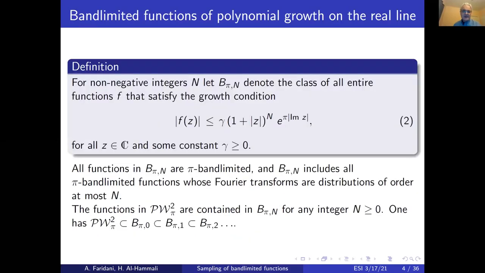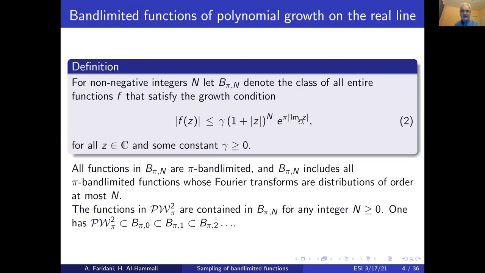So we begin with the larger class of admissible functions. And this is furnished by an alternative perspective on bandlimited functions. There is an equivalent characterization. You can say one characterization is a bandlimited function is a function whose distributional Fourier transform has compact support. An equivalent characterization is a bandlimited function is an entire function that satisfies a certain growth condition. And the growth condition is equation 2 on this slide.